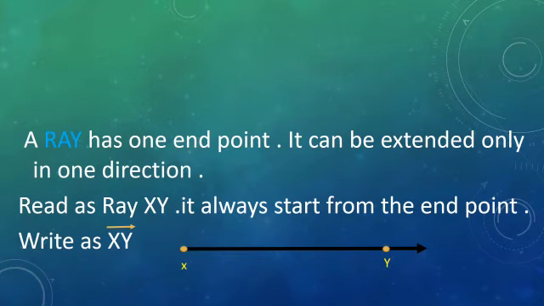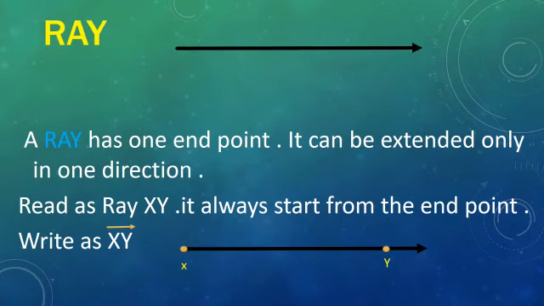Now ray. Ray, you know, like an arrow. What can you see in the ray? In the picture, on one side an arrow mark is there and on the other side a point is there. It means the figure tells us that where the arrow mark is, it can extend from there, and where the point is, it can't extend. A ray has one endpoint. It can be extended only in one direction, where the arrow mark is.